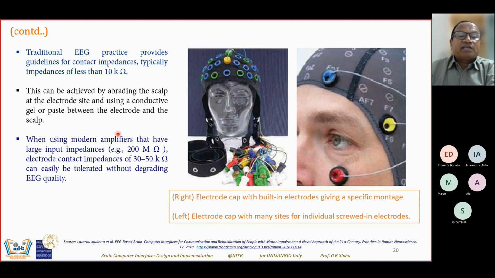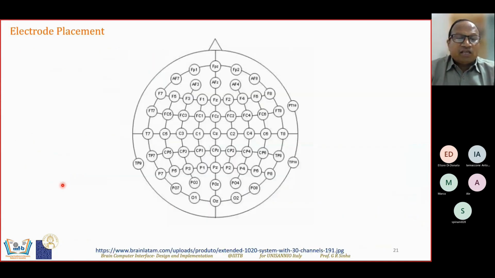Amplifiers like the differential amplifier. If you have studied operational amplifiers, the ideal operational amplifier, what are its properties? There are many. The common mode rejection ratio must be infinite. The gain must be infinite. The input impedance must be infinite. The output impedance must be zero. That is ideal. Practically, the input impedance must be very high. So you can see 200 mega ohm, and a contact impedance of 30 to 50 kilo ohm can be easily tolerated without degrading the EEG quality in the output.